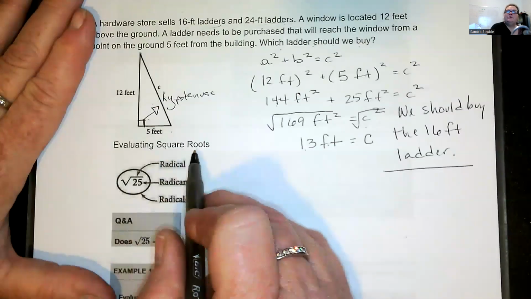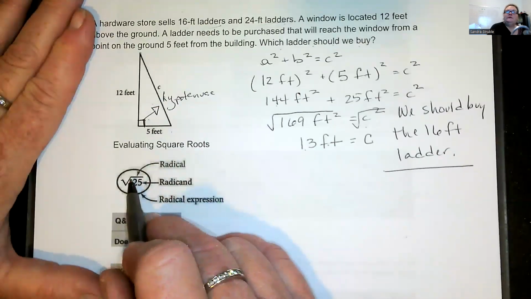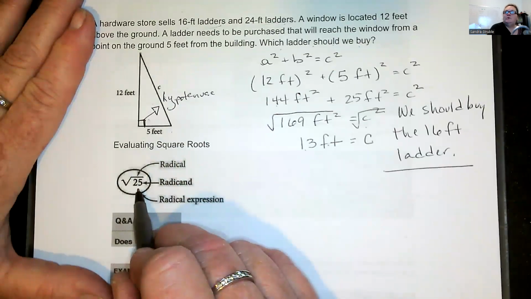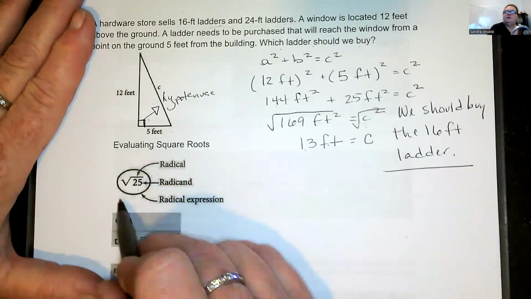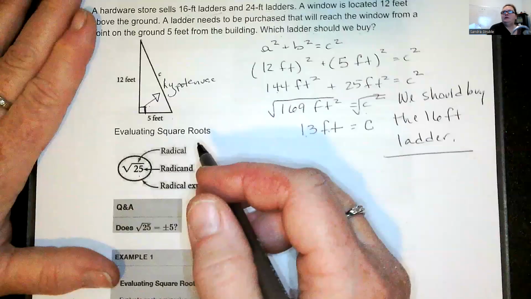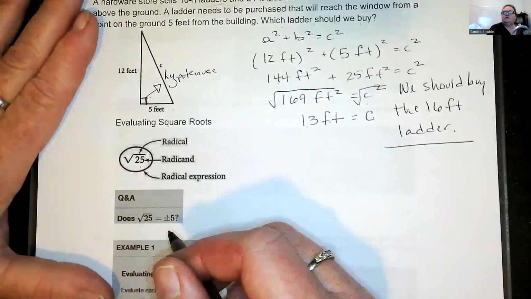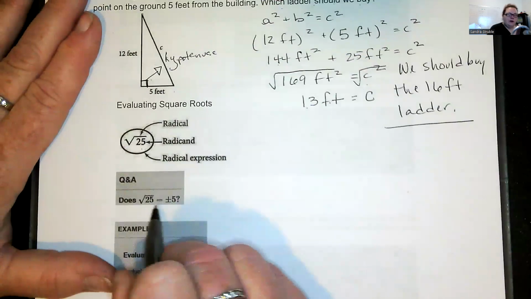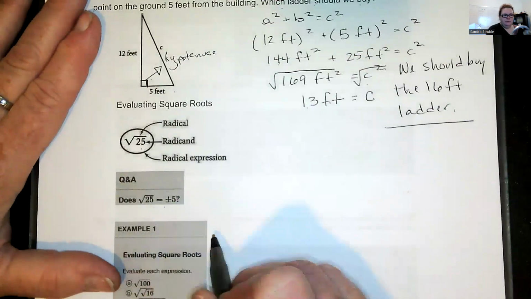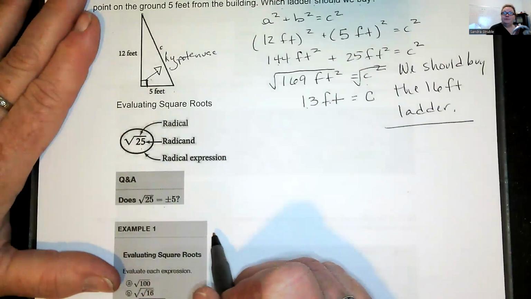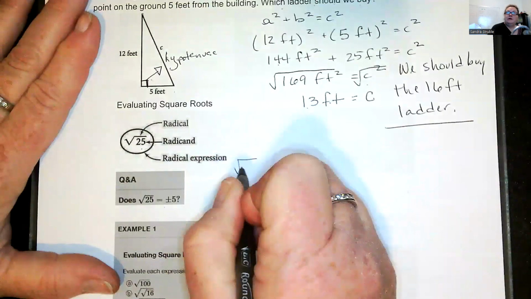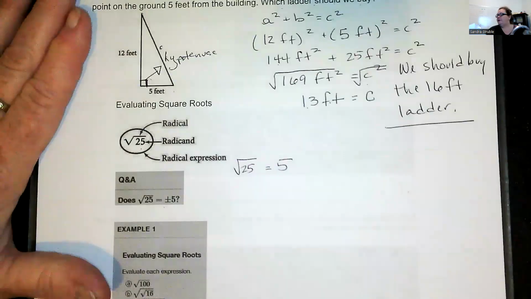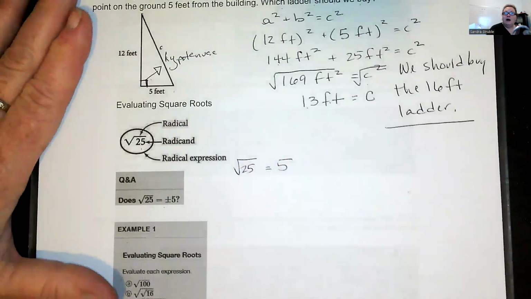So evaluating square roots. The radical is the square root symbol. The radicand is the number inside the square root, and the radical expression is the entire thing. Not something you need to memorize. So it's just knowledge. So the next question is, does the square root of 25 equal plus or minus 5? And the answer to that is no, because the square root of 25 is just equal to 5. If you put square root of 25 in your calculator, you're going to just get positive 5.